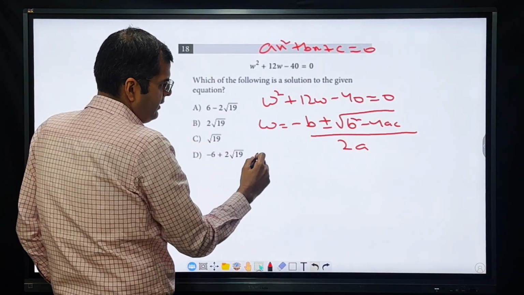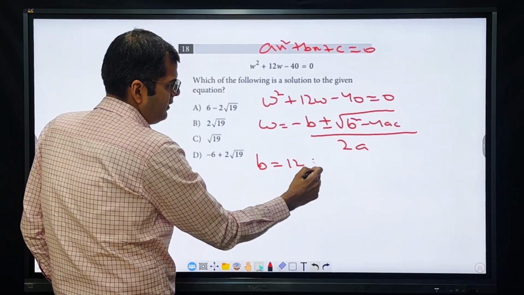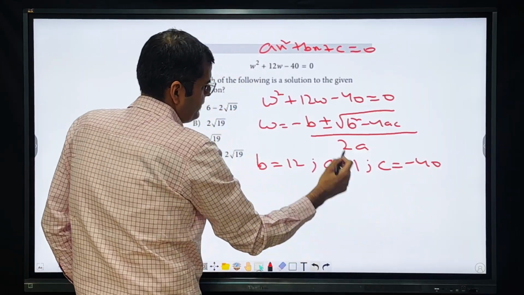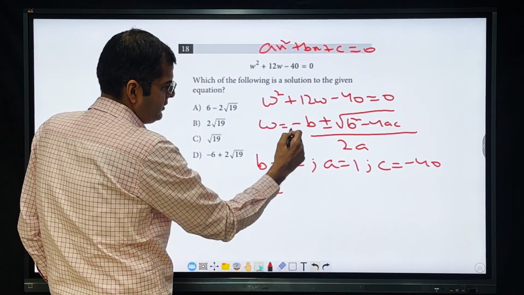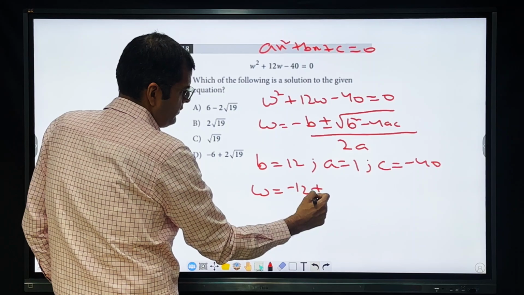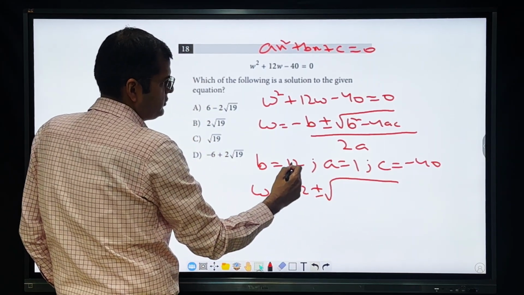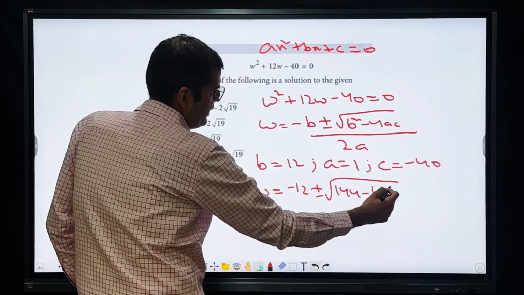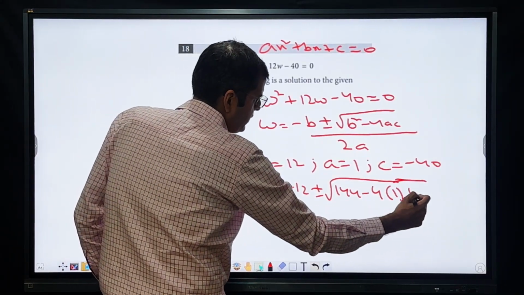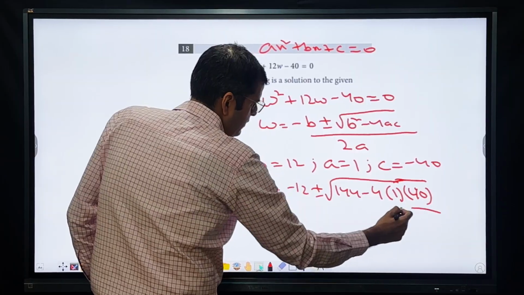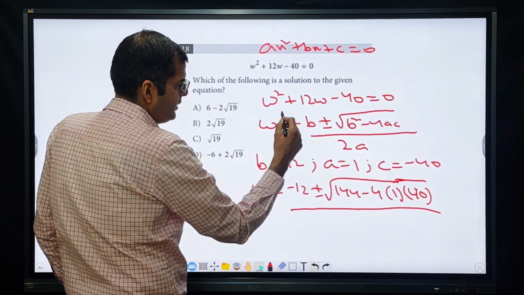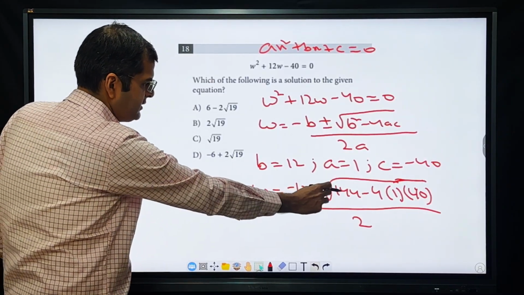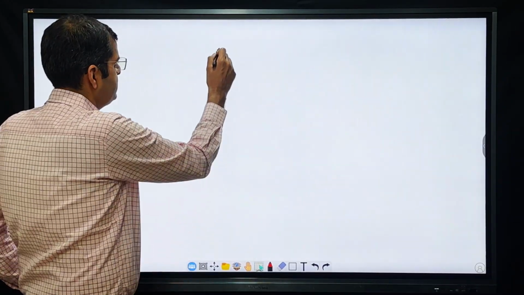So from here, b is equal to what? 12, a is equal to 1, and c is equal to minus 40. Plugging in the values, what do I get? W is equal to minus b means minus 12 plus minus under root of b square, which is 144, minus 4 into a is 1 and c is minus 40, divided by 2a, 2 into 1. Okay. So what will this become?